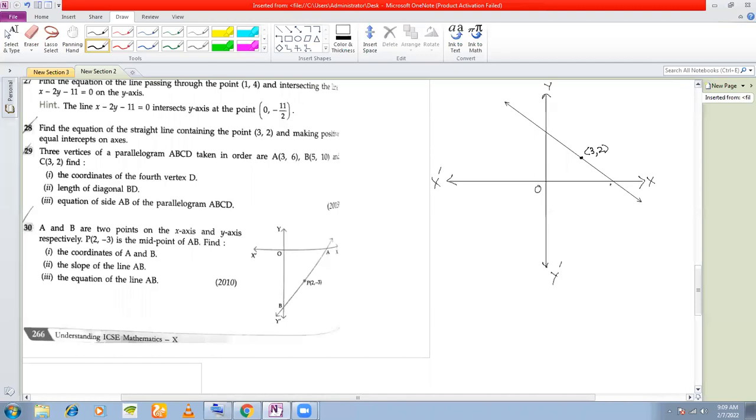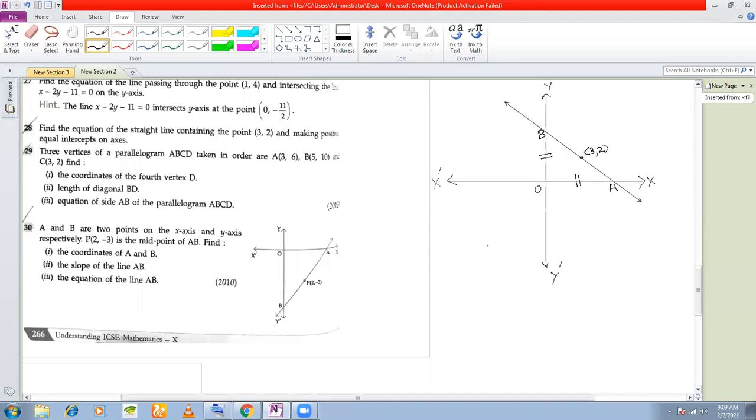Positive equal intercept means OA is one intercept, the X intercept, which is positive because A is in the positive direction, and OB is the Y intercept because B is in the positive direction of Y. So this straight line passes through the point (3, 2) and makes positive equal intercepts. That means these two intercepts, OA and OB, must be equal.